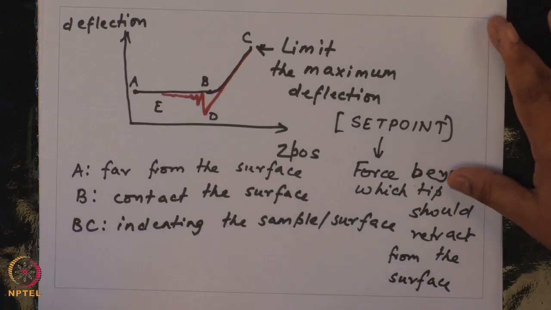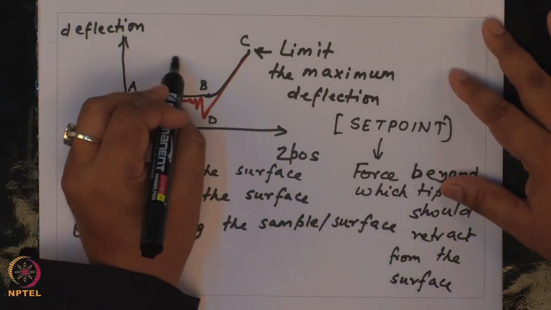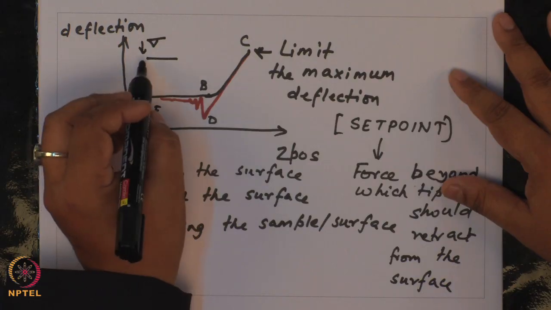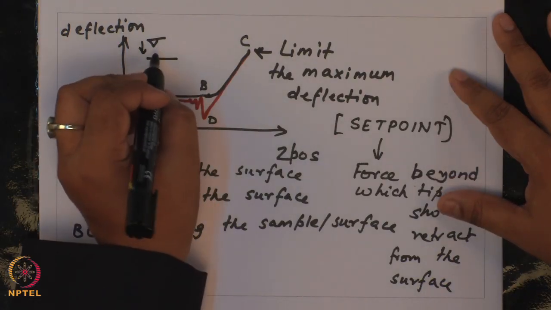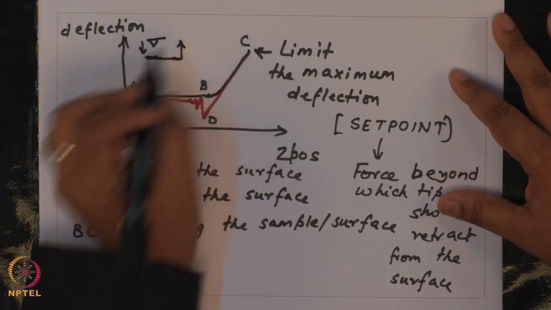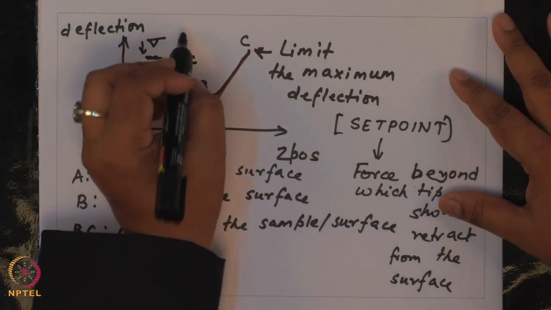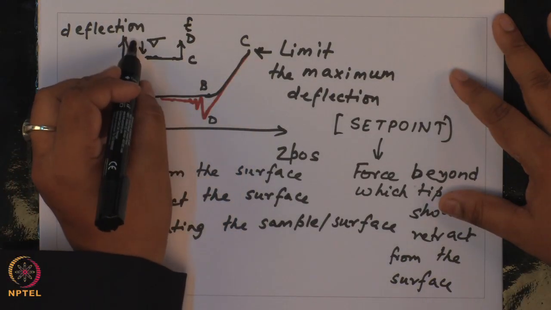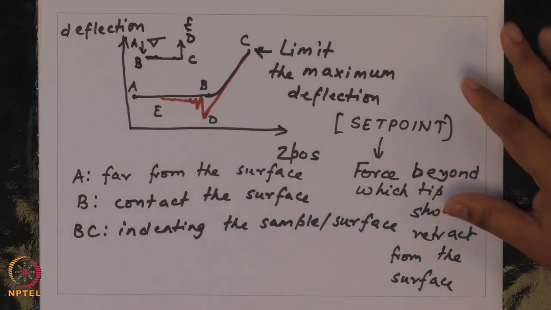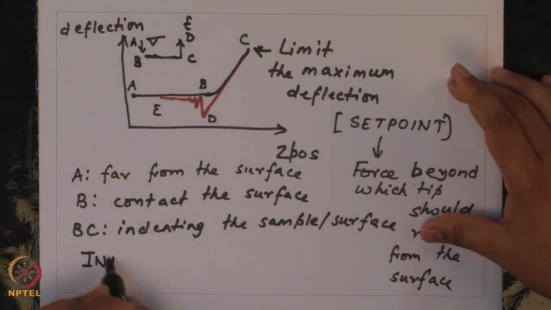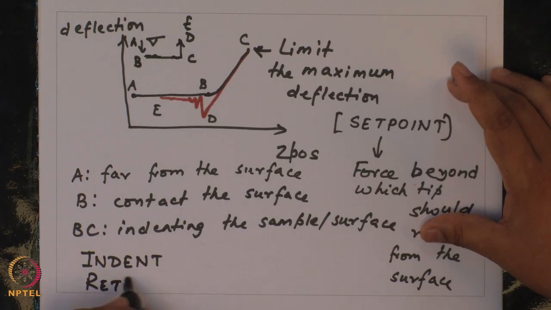So, from point C, if I were to draw, this is indentation. From point A to B you are here, and from C, let us say this is your sample. At point C you are going up. C onwards, C, D, E will be points on the way up. A and B will be points on the way down. This is called the indentation cycle. So, you have two parts, indent and retract.